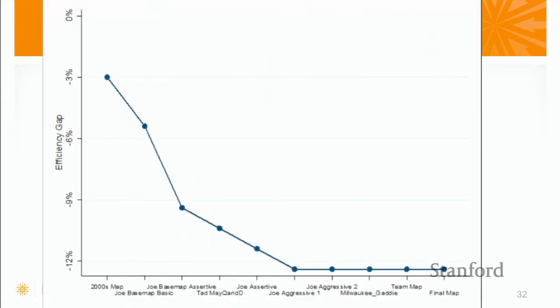This is just showing plans that the Wisconsin legislature drew as they were working their way through the redistricting process. They started with the status quo map, and its efficiency gap value is -3%. And then through time, as they drew new maps, it became more and more biased as they were looking for ways to win more seats. And the efficiency gap will, if you win more seats without winning more votes, always give you a higher efficiency gap value in your favor.